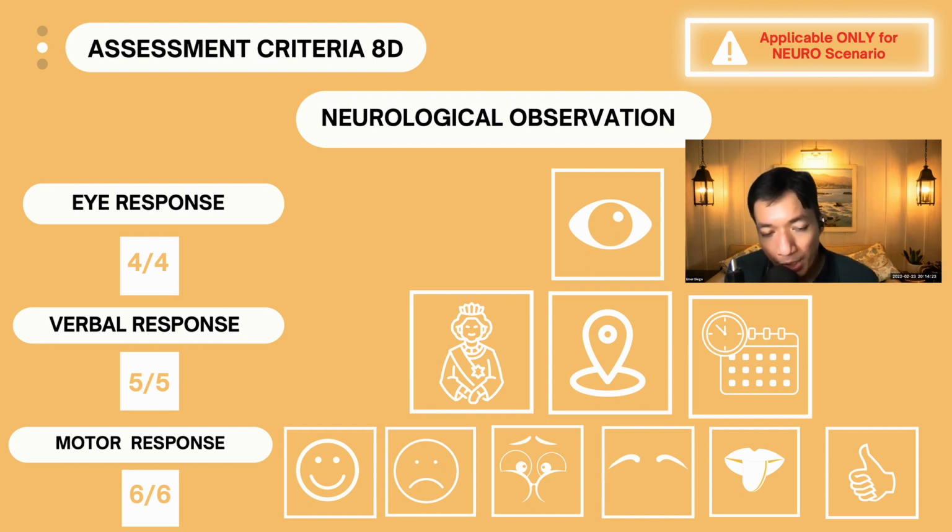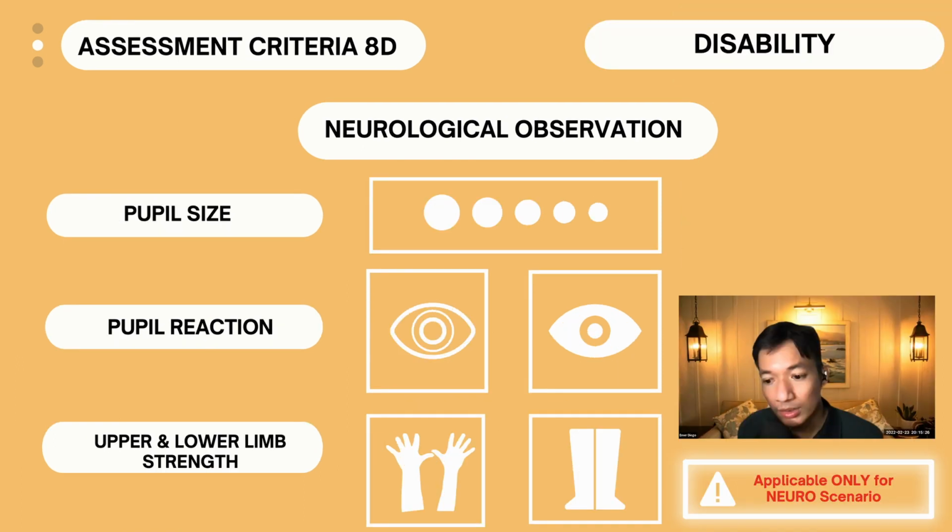Next is the motor response. For the motor response, you might be asking the patient to perform the following commands: smile, frown, puff the cheeks, raise the eyebrows, stick the tongue out, and a thumbs up. Okay? So that is for your motor response. These are the commands that you will be asking the patient to perform.